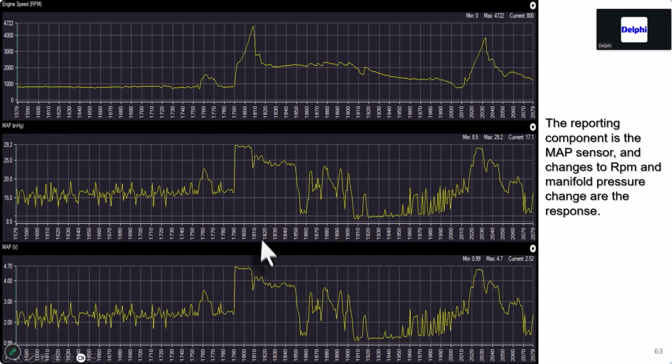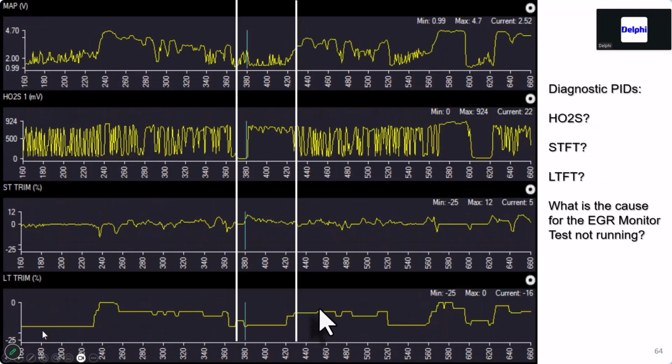So we go a little further, we blow it up, and you can see all this hash on the MAP sensor, especially after a decel. And so we're going through this data. We're looking at our fuel trims. Our fuel trims are a little bit skewed on the long term, short term is in the window.